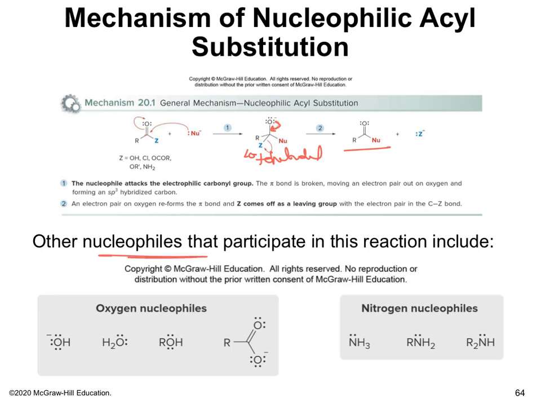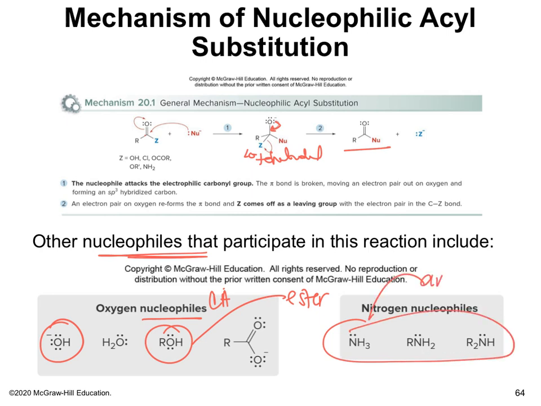Which kind of nucleophiles will participate in this? OH is going to make a carboxylic acid. OR is going to make an ester. Any of these nitrogens are going to make amides. Okay, so these are the functional groups in which these will be made. If you have a carboxylic acid that is your nucleophile, this is going to make an anhydride.